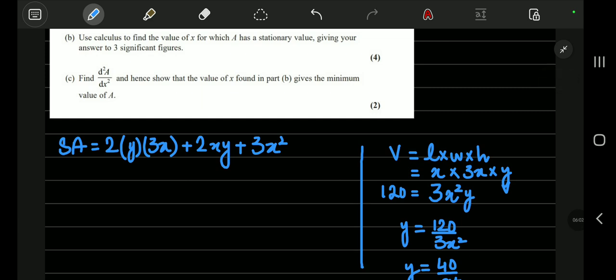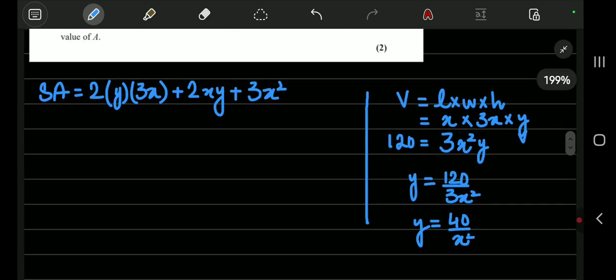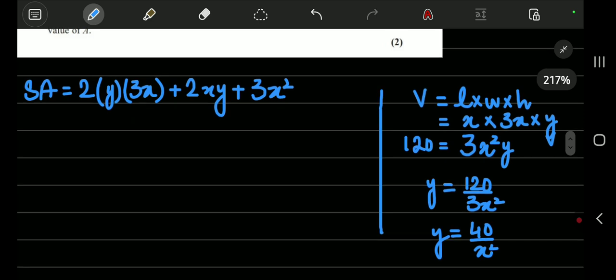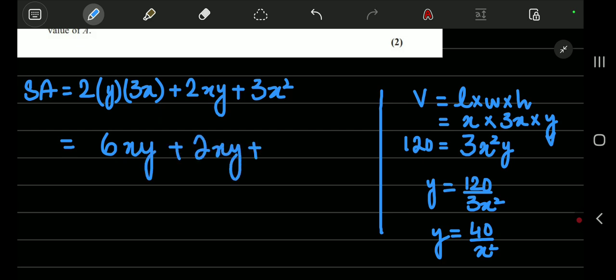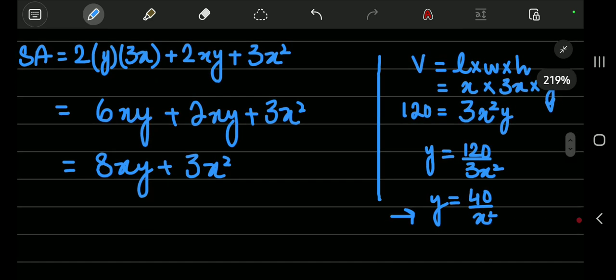So surface area, let's substitute back y equals 40 over x square, but first arrange and simplify this. So 3 times 2 is 6x times y plus 2xy plus 3x square. Now simplify this further, it will be 8xy plus 3x square. Okay, now we will be substituting this y in your equation so that we get the required form.